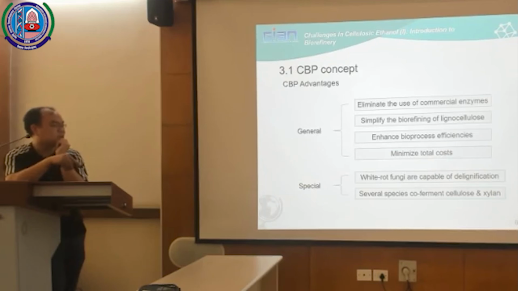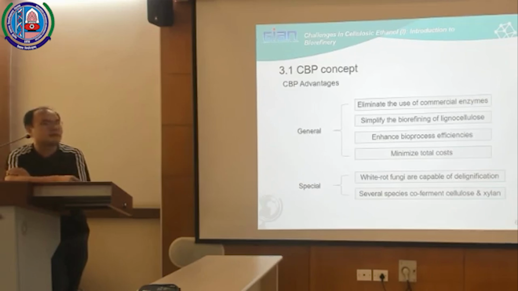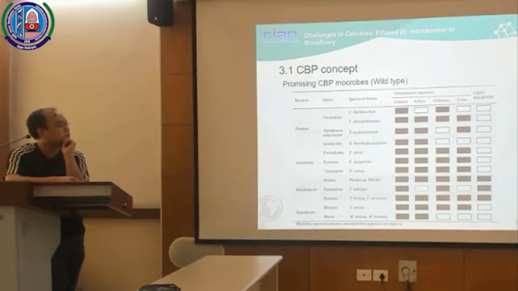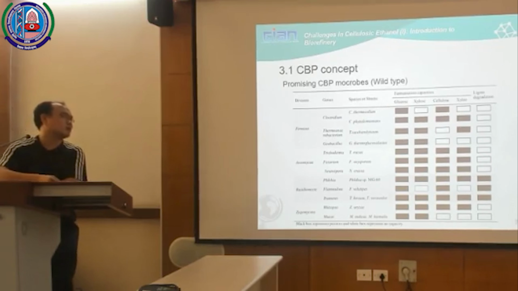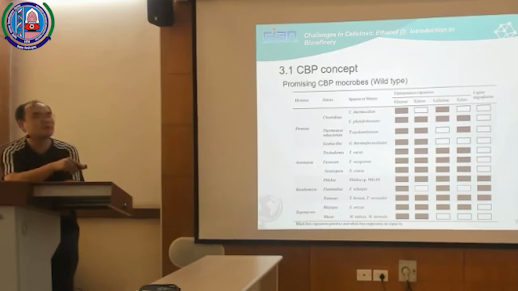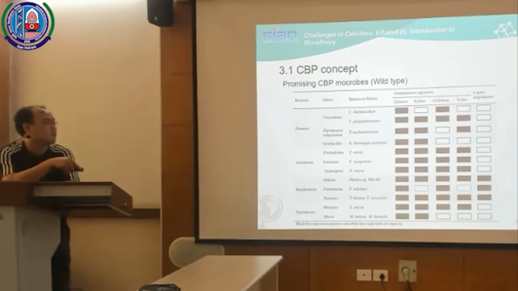And some special species co-ferment cellulose and xylan. We have this species, but the efficiency is not good because ethanol tolerance is really poor for this species. Here I make a list of the most commonly used CBP microbes.